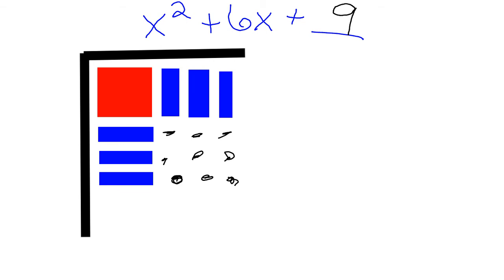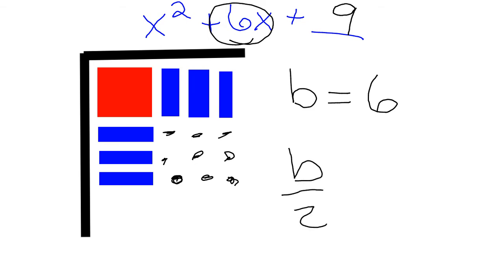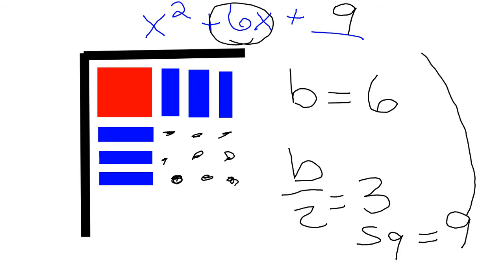An easier way of doing this would be to look at what b is. So in this case, b is 6. So since b is 6, I need half of that. So half of b, or b divided by 2, is 3. So I take b divided by 2. Once I get that number, I then square it. So 3 times 3 is 9, and that's what would go there.